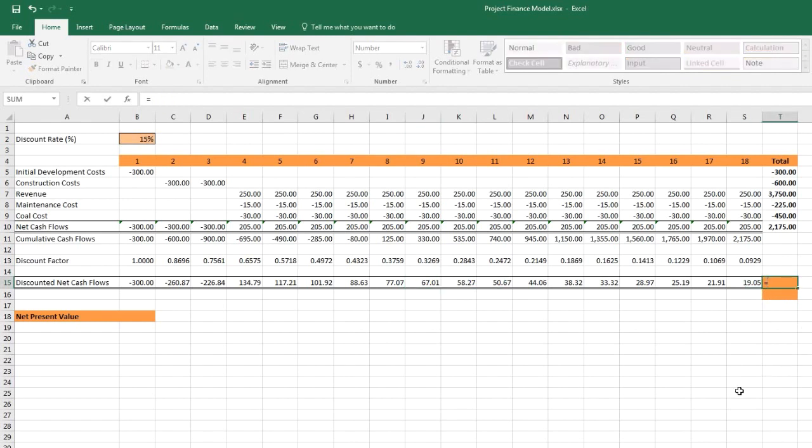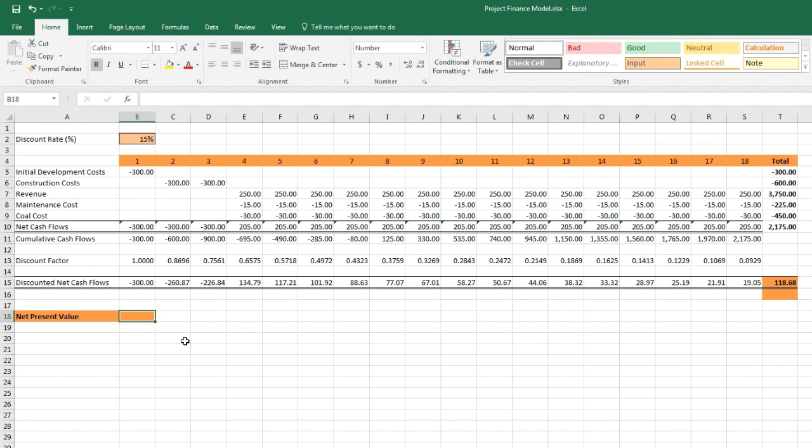If you add up all the discounted net cash flows using the Excel formula of equals sum B15 to S15, it should give us a value of 118.68 million. This is the net present value, as NPV is the sum of the present value of cash flows for each of the years. This is one way to calculate the NPV.